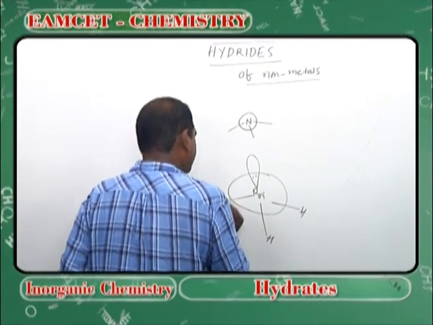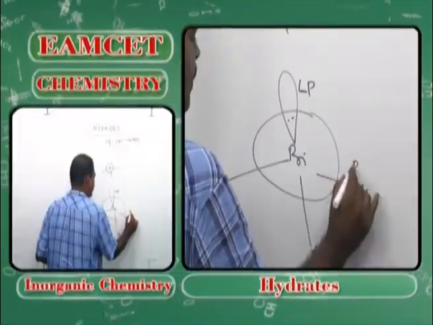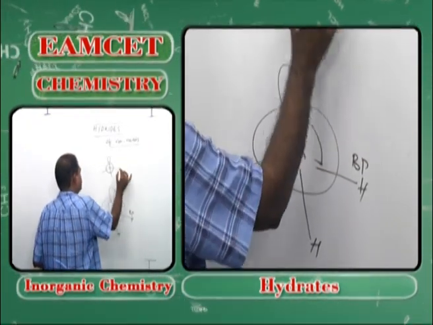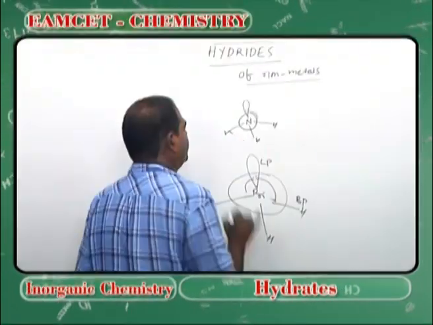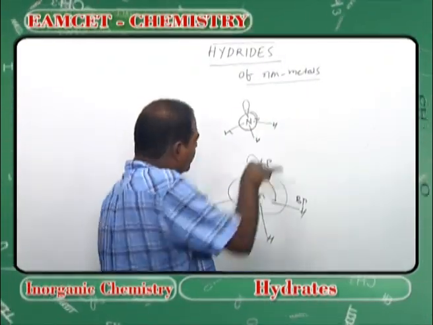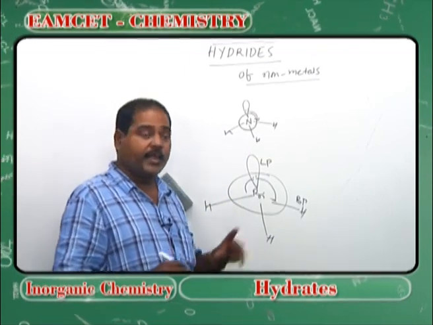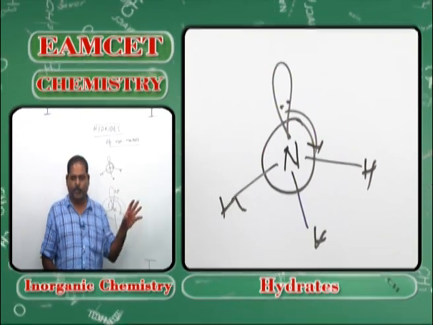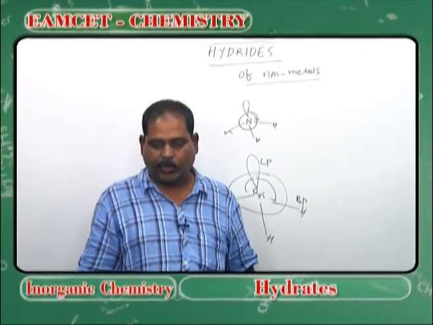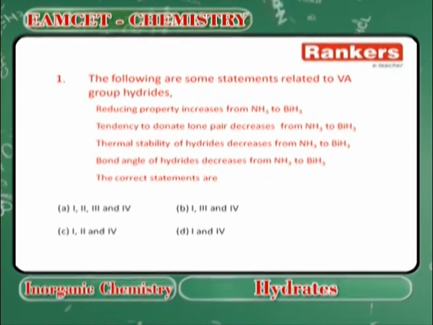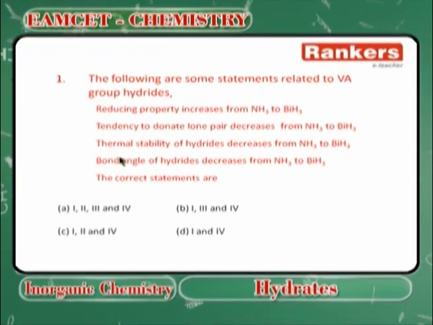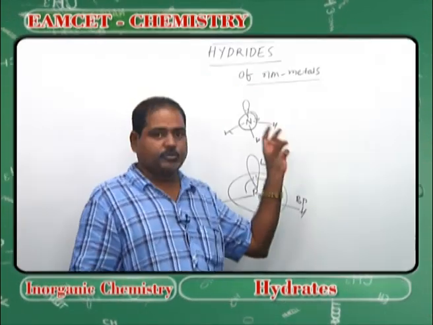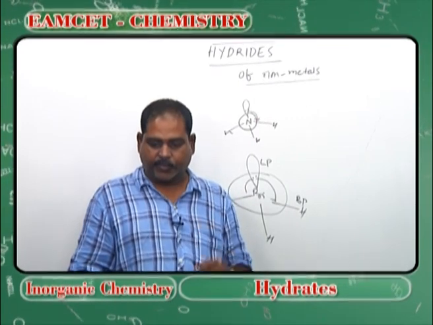Because of the disturbance caused between the lone pair and bond pair, in molecules like nitrogen, small atoms, there is a lot of disturbance because it is small. The lone pair, bond pair repulsions are very high. Therefore, there is a need for donation in the case of nitrogen, whereas there is not much need in the case of bismuth. So the second statement is right because the tendency to donate lone pair decreases from NH3 to BiH3. Third statement, thermal stability of hydrates decreases. Yes, N is a small atom, stronger bond, therefore thermal stability decreases.